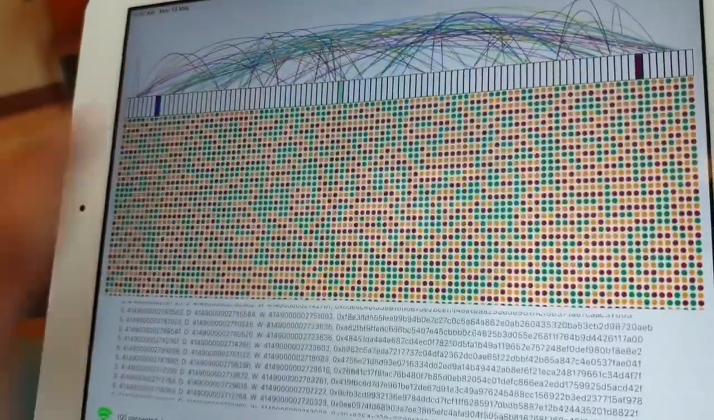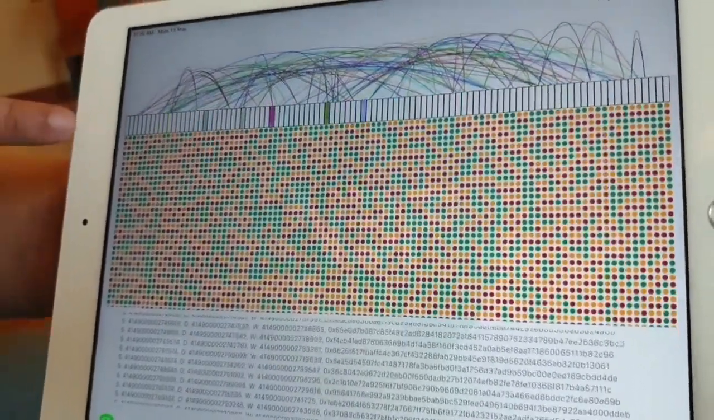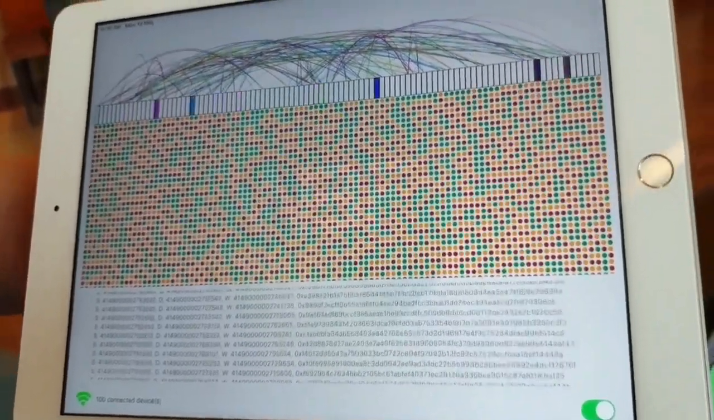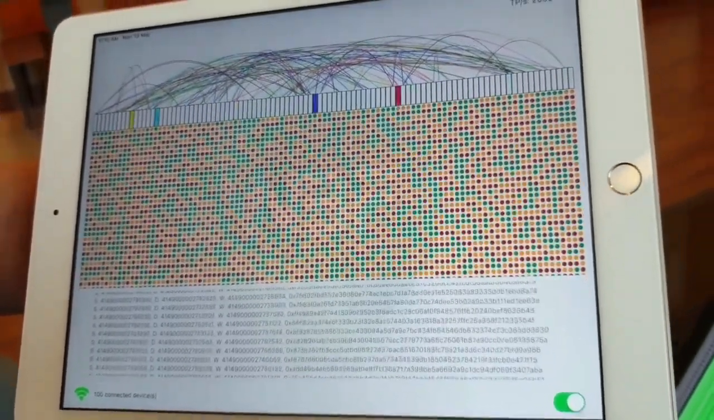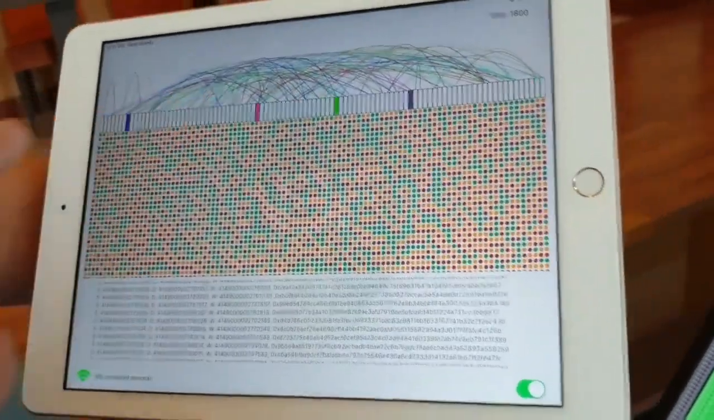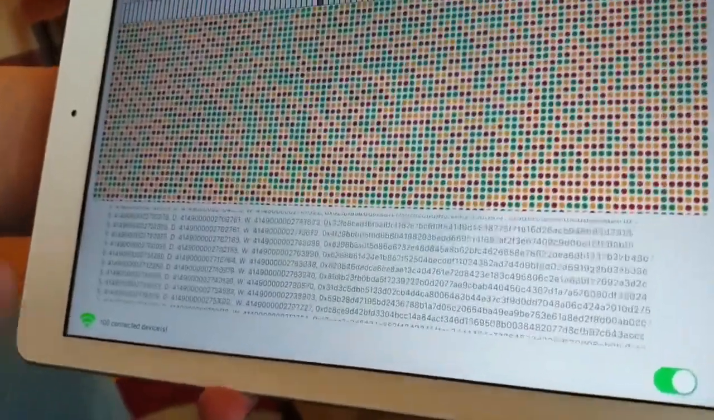The bots are here as well, between one of these. The green ones are receiving, the yellow ones are confirming, the red ones are doing a payout. Okay, so this is the blockchain on the BitBeta system for Cloud Token, and we have about 100 connected devices.